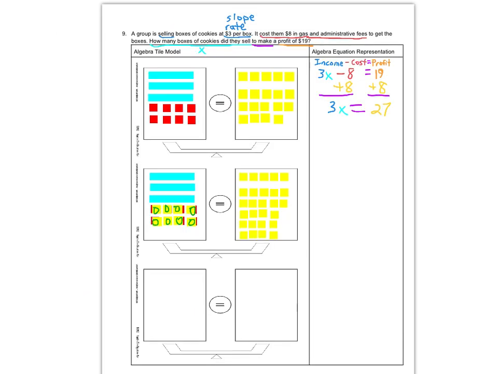Notice, if we had 1x minus 8, we would have added 8 to both sides. Same thing we did for one step, we're doing now. The only difference is now we have 3 x's instead of 1x.